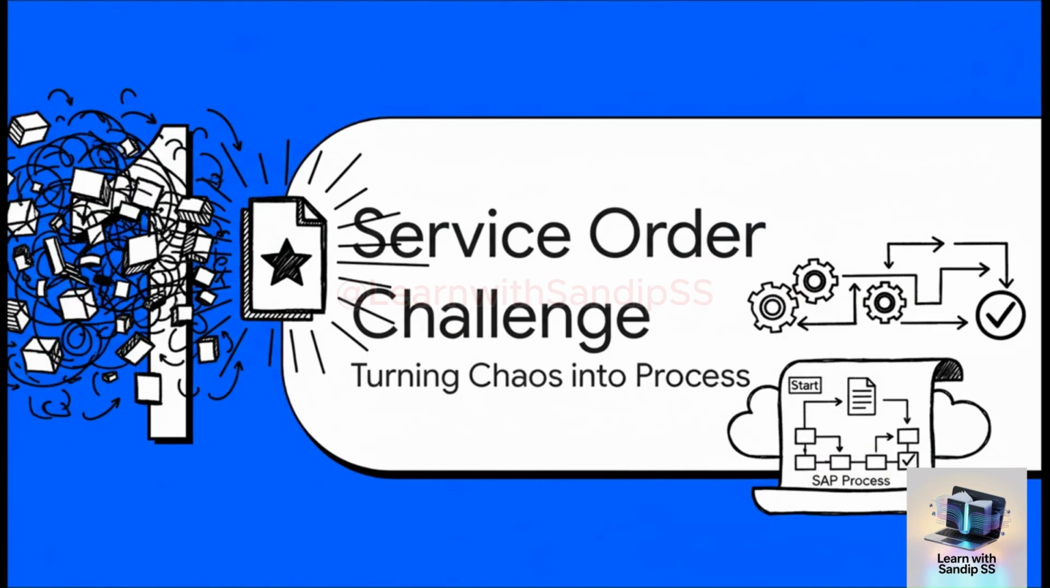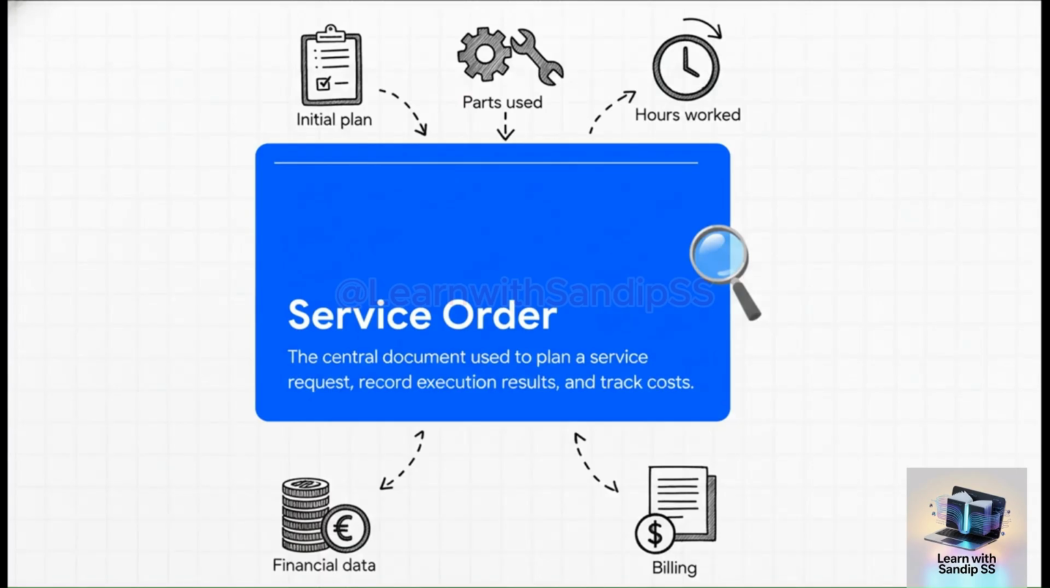You see, the solution to this kind of chaos isn't just about hiring more people, it's about having a rock-solid process. And the absolute heart of that process is one single, super powerful digital document, the service order. So what exactly is a service order? Think of it like the master file, the single source of truth for an entire job. It's not just a request form, it's more like a dynamic digital container. It's built to hold every single piece of information, from the initial plan to the parts you use, the hours your technician works, and finally, all the dollars and cents you need for billing. Everything for that job lives right here.